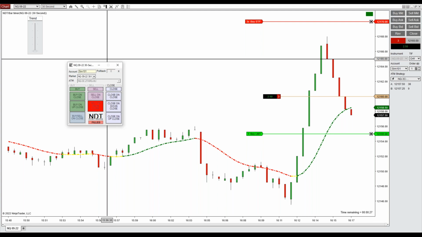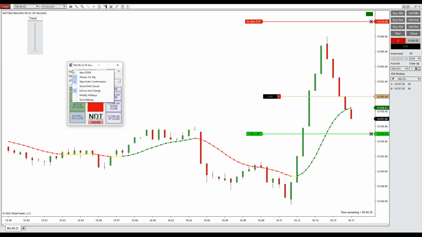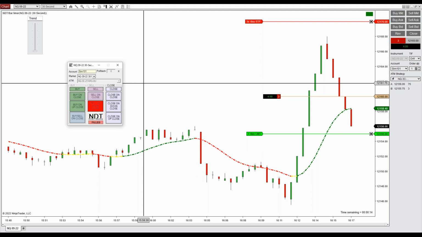Now, you also are going to have right here, good until canceled. So let's click it and then save. So the good until canceled is locked in.